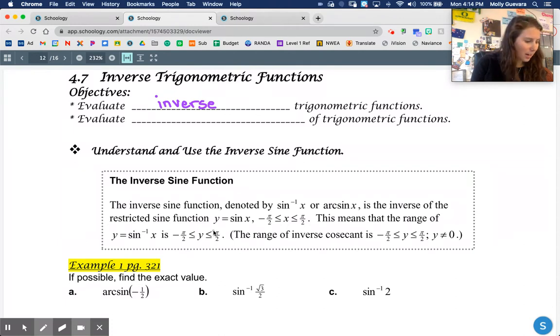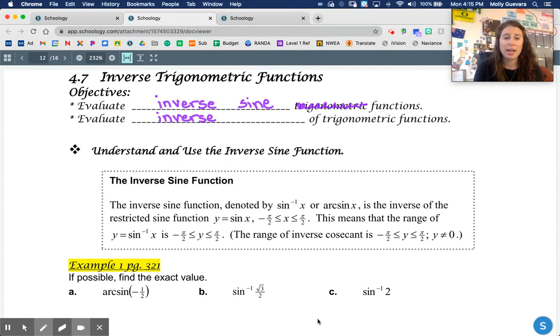And this is kind of silly. It doesn't really make sense, right? So evaluate inverse sine. Let's look at sine. Inverse sine functions. And then we're going to look at the inverse of other trig functions. So not just sine, but we're going to start with sine, okay?